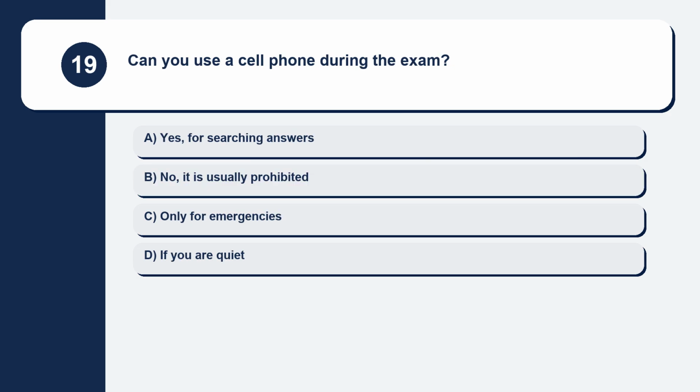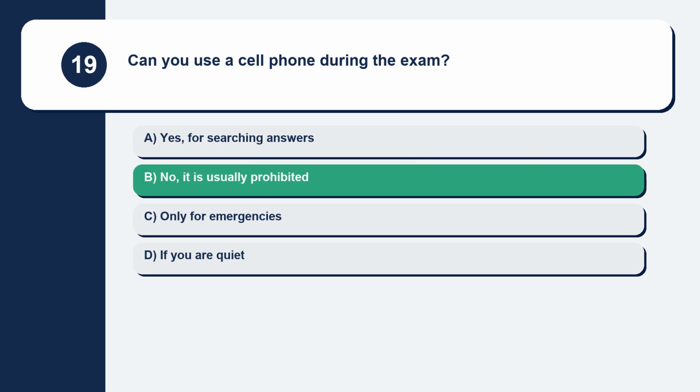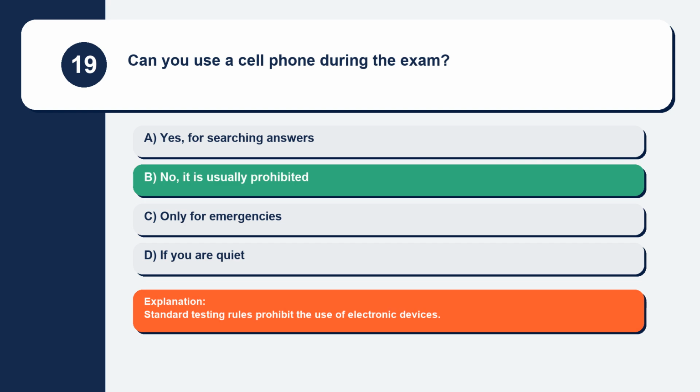Question 19. Can you use a cell phone during the exam? Yes, for searching answers. No, it is usually prohibited. Only for emergencies. If you are quiet. Standard testing rules prohibit the use of electronic devices.